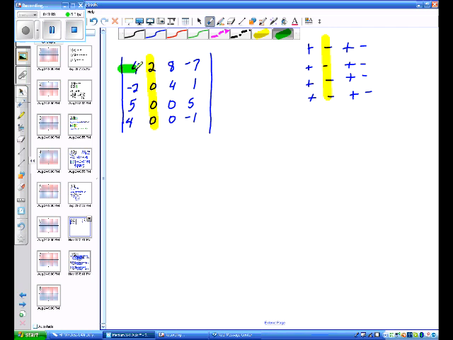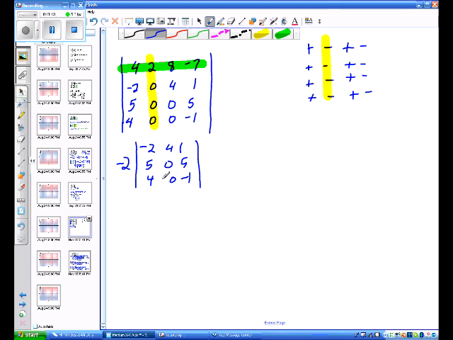So I'm going to eliminate that row and that column, and that's actually the only one I'm going to have to do. So it's going to be a minus 2 because that's the sign of the position. Then I'm going to do it times the matrix that's left when I eliminate that row and that column. So that's negative 2, 4, 1, 5, 0, 5, 4, 0, negative 1.